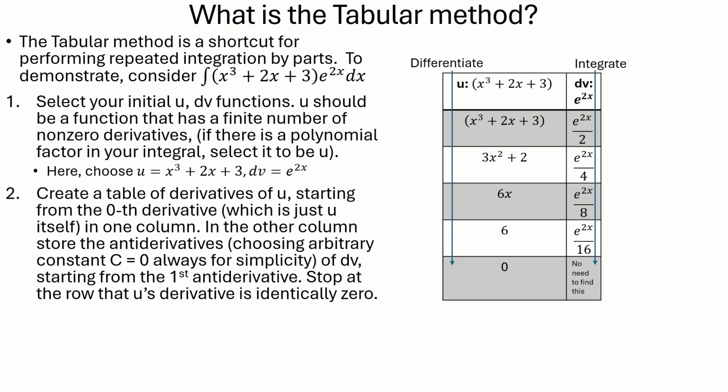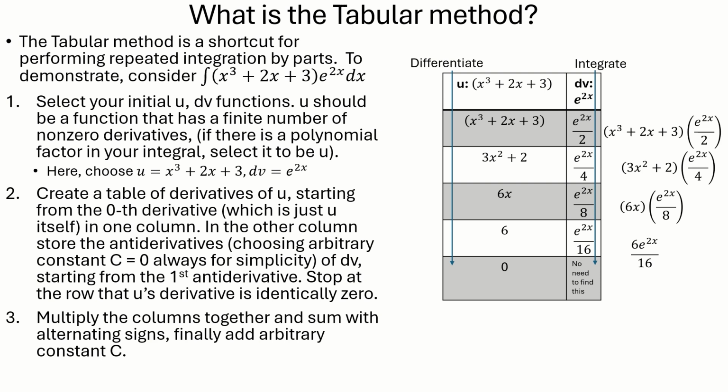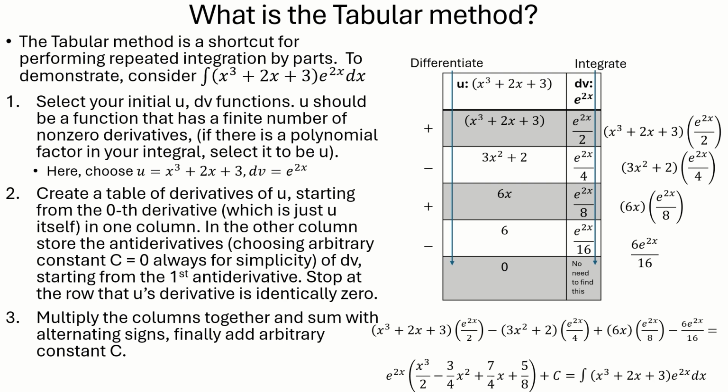Next, we create a table of derivatives of u, starting from the zeroth derivative, which is just u itself, in one column. And in the other column of our table, we will store the antiderivatives of dv, starting with the first antiderivative. We stop computing rows of this table as soon as u's derivative is 0 everywhere. The last step of the tabular method is to multiply both entries in each row and sum the results with alternating signs as shown here. Finally, add an arbitrary constant of integration. You can see the result when applied to this example at the bottom of the slide.